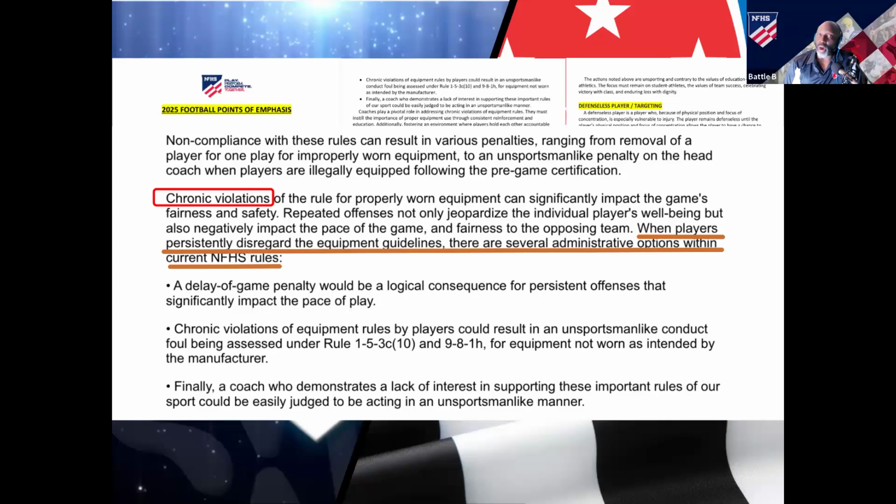So again, always check with your high school association. Do they want to go nuclear and use the chronic violators option, delay of game, unsportsmanlike conduct, or do they want you to just continue to ignore it and just continue to talk to the players and not do anything at all, right? I know it's crazy, but that's just the life.